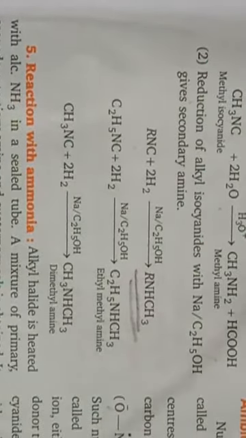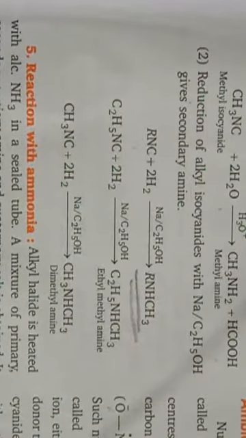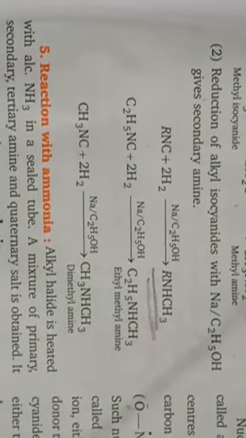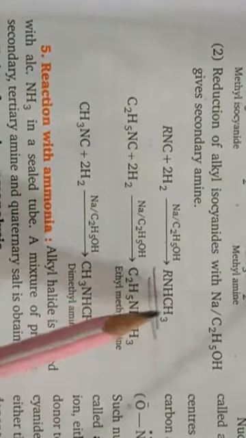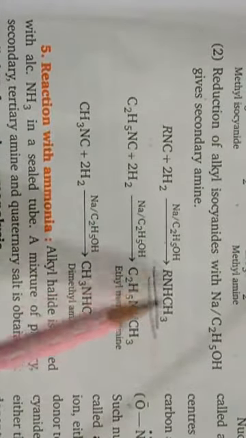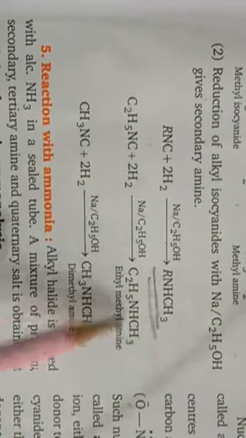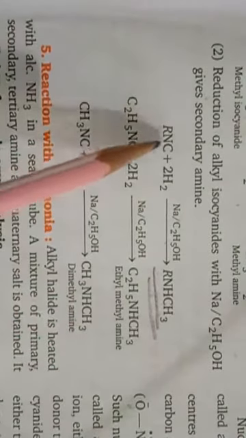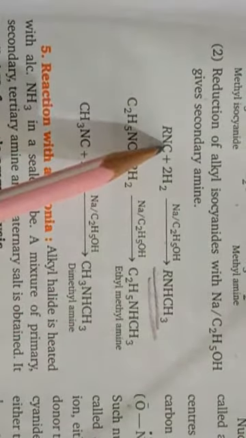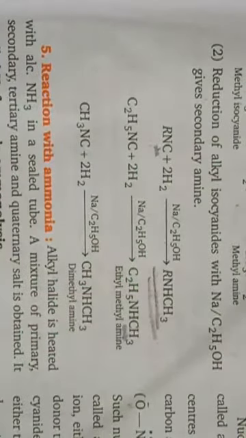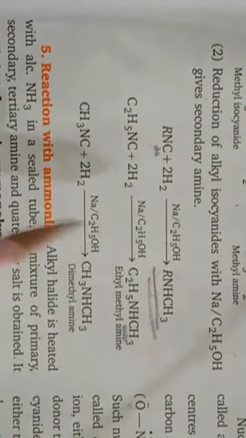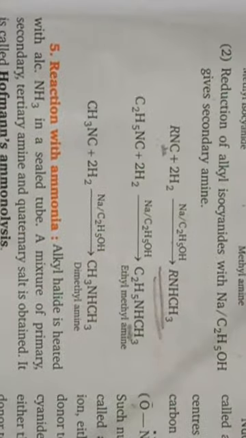Under Mendius reduction, alkyl cyanides form primary amines and isocyanides form secondary amines. So a methyl secondary amine will form. The carbon of the isocyanide group will always be converted into a methyl group. So isocyanide will form the related secondary amine.